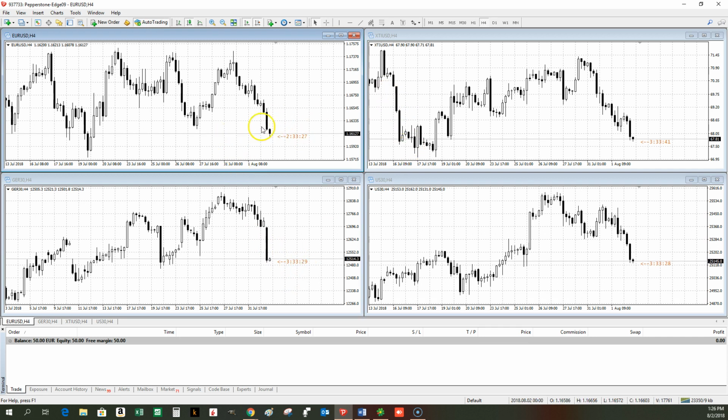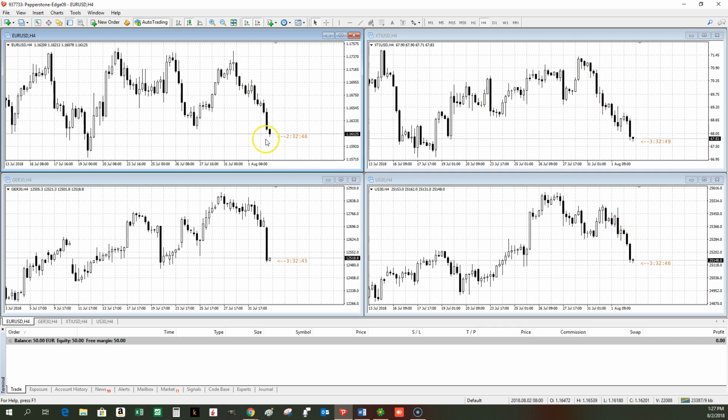Very nice. So we are on 4 hour charts, just to see what's going on. On euro dollar on the top left, we have the oil XTI USD on the top right, the Dow Jones on the bottom right, and the DAX on the bottom left. Now what's going on? The DAX is going down. Every asset is going down. They crashed down a few hours ago, so they are on a downtrend.